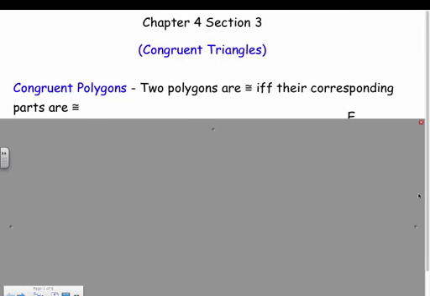Moving on with our triangles. Now we're going to start getting our triangles congruent, which eventually is going to get us into some proofs. So first things first, we need to know what makes a polygon or a triangle congruent.